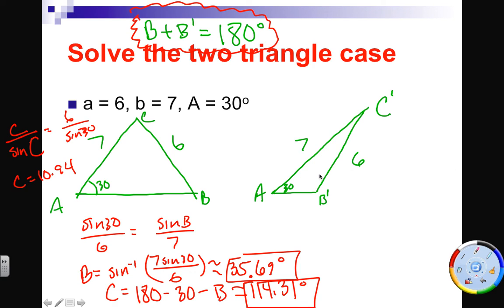And what you'll notice is that once you figure out the first triangle, the second triangle is pretty easy, because you already know that angle B was 35.69. And again, I'm going to use that exact value because I need to do 180 minus that number to figure out that this is now the obtuse angle, 144.31, which means I can do 180 minus that number minus 30 to figure out that this little itty bitty angle up here is 5.69 degrees.